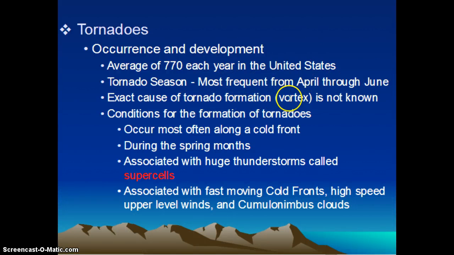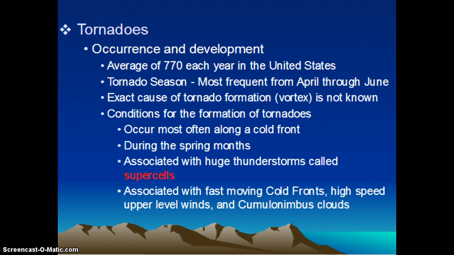The exact cause of formation of the vortex is not known, so I don't want to make it sound matter-of-fact, but there's some information that is known, and that's what we can discuss. The conditions: they typically occur along a cold front, and they take place during the spring months. Large thunderstorms that are supercells can develop into tornadoes and large-scale widespread tornado outbreaks. And these are associated with cold fronts that are moving at very high speed and that are influenced by the jet stream or upper level winds. And then lastly, associated with cumulonimbus clouds.